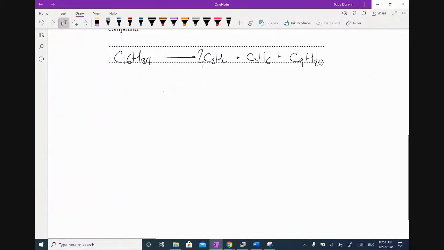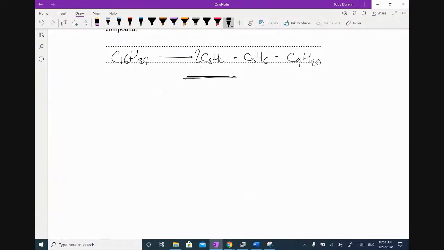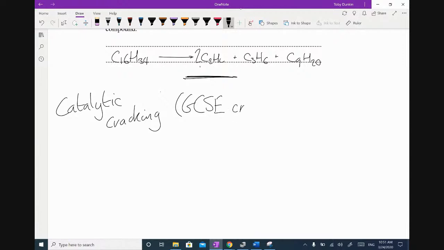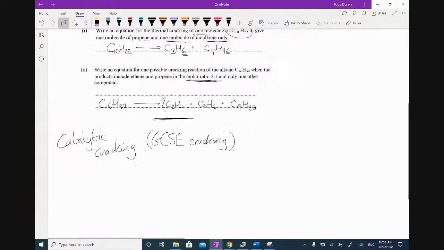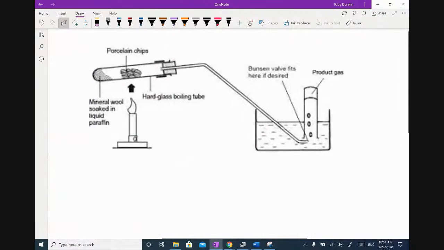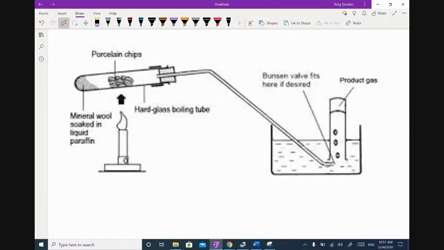So let's zoom in, let's go. Let's talk about catalytic first, because catalytic you've already done. You just don't realize it. So catalytic cracking is GCSE cracking. That's all this is, folks. The reason being is we're using a catalyst. So here's the setup from GCSE. Here's the diagram that you guys need to know. So this is the one most commonly seen image.